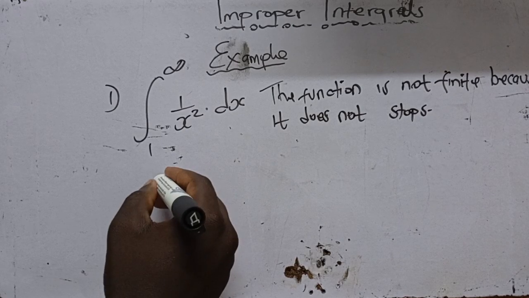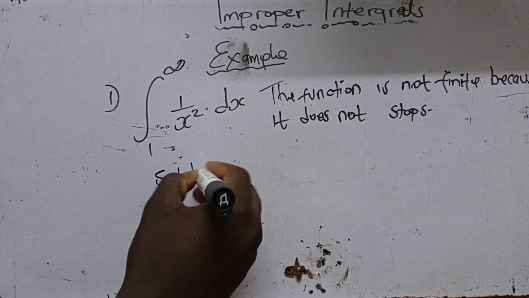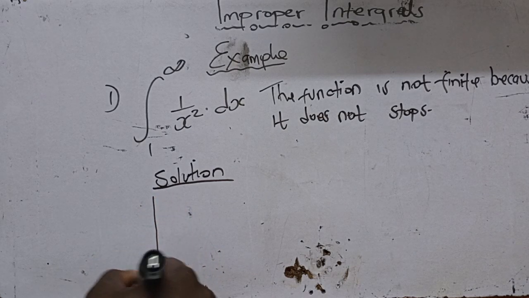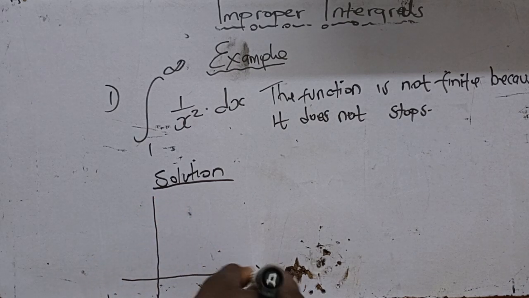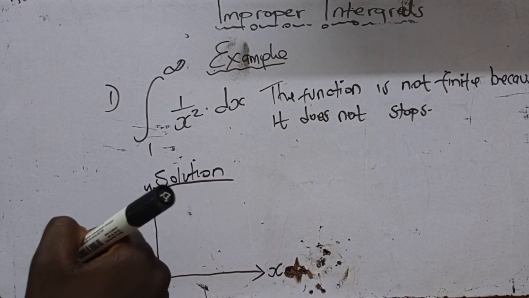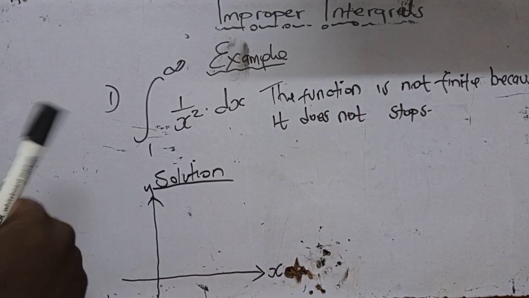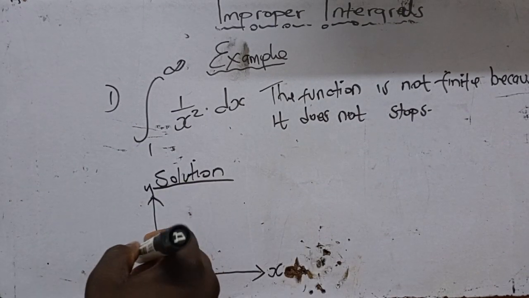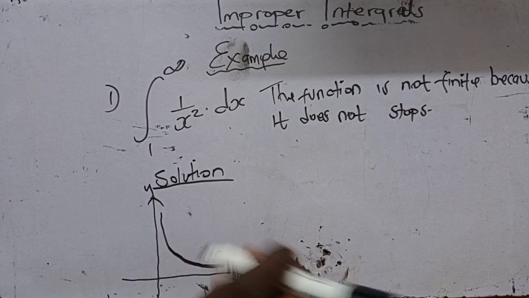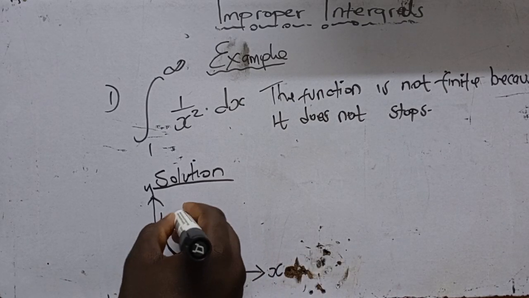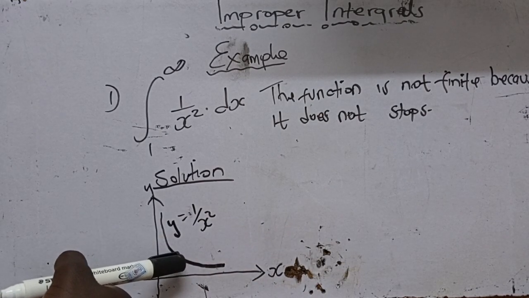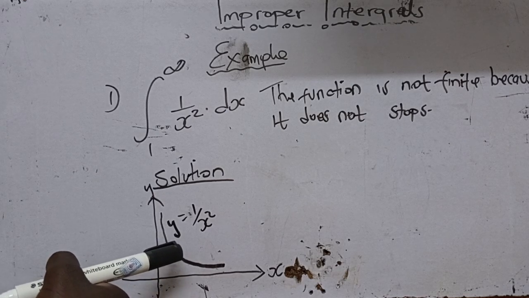So what is the solution? This graph is of this example, where y is equal to 1 over f of x. It does not stop; it ends at infinity.